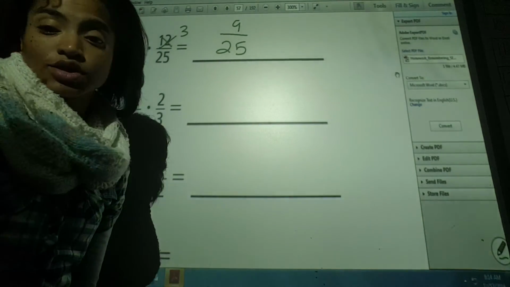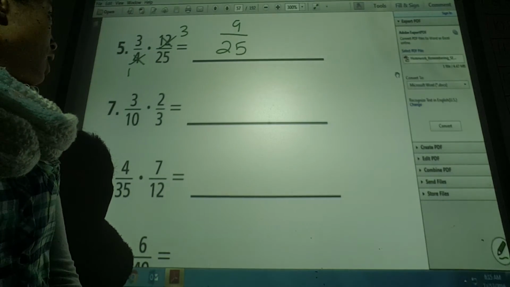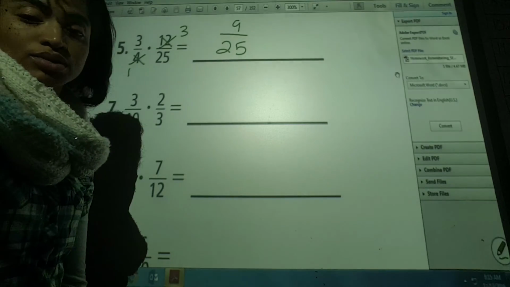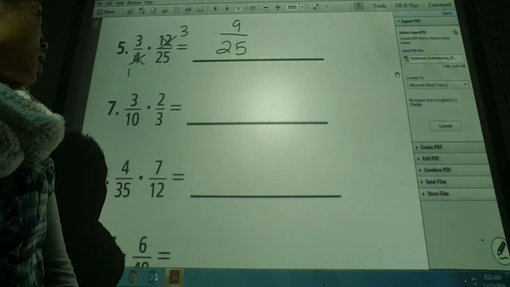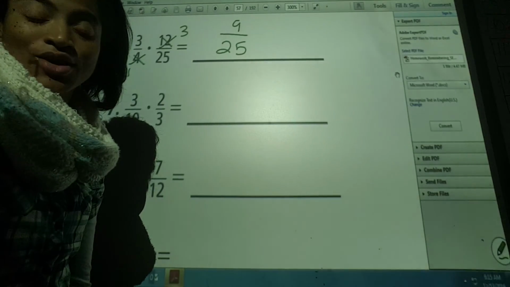So finish the rest of this worksheet. This should be some great practice on you recalling factors, okay, and using your multiplication skills, all right, to multiply fractions.